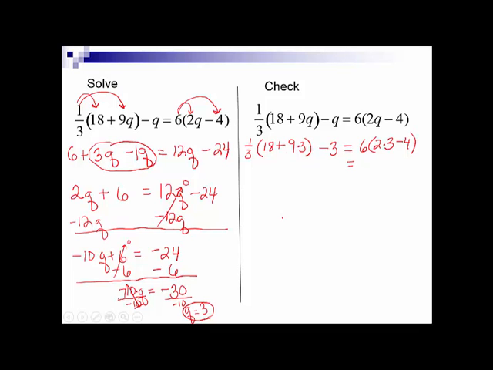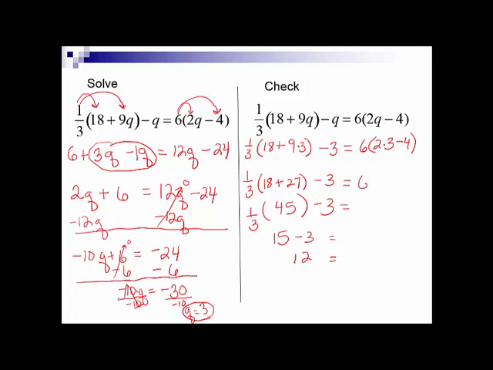Now I'll just simplify each side of the check using my order of operations and hope that both sides end up the same. If not, I've made a mistake. So now this is 1/3 within parentheses 18 plus 9 times 3 is 27 minus 3. I don't know why I wrote an equal sign right there. There's really no need to have that equal sign there. I'm going to keep simplifying. 18 and 27 is 45. So this is 1/3 times 45 minus 3. 1/3 of 45 is 15. Minus 3 is 12. And I hope once I simplify the right-hand side, I'll also come up with 12.